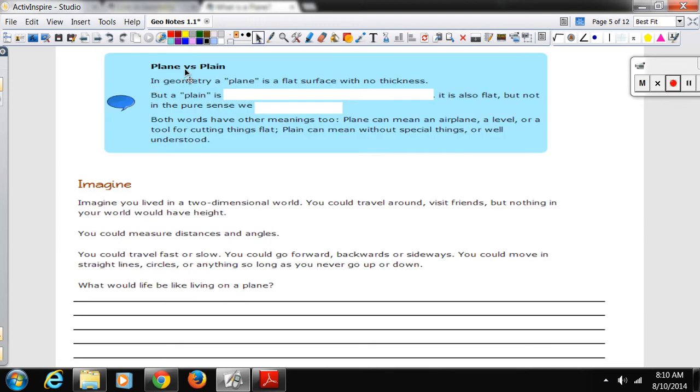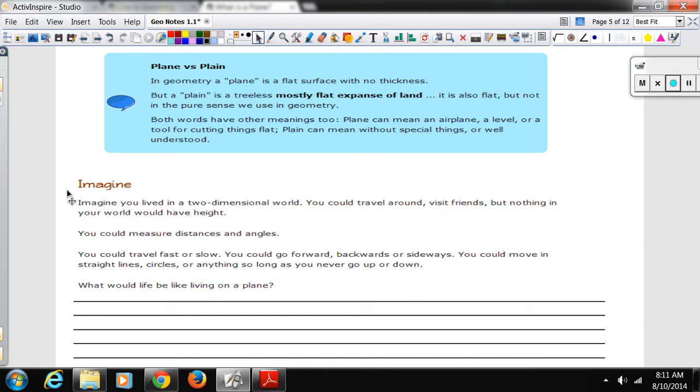Plane versus plain. Look at the different spellings. In geometry, a plane is a flat surface with no thickness. But if you spell it P-L-A-I-N, then you're talking about a mostly flat expanse of land, like the plains in the Midwest. It's also flat, but not in the pure sense that we use in geometry. We use the word plane, P-L-A-N-E, to show a flat surface. The way we spell it, P-L-A-N-E, can also mean airplane, or level, or a tool for cutting flat things. So you need to be careful when you think of the word plane.